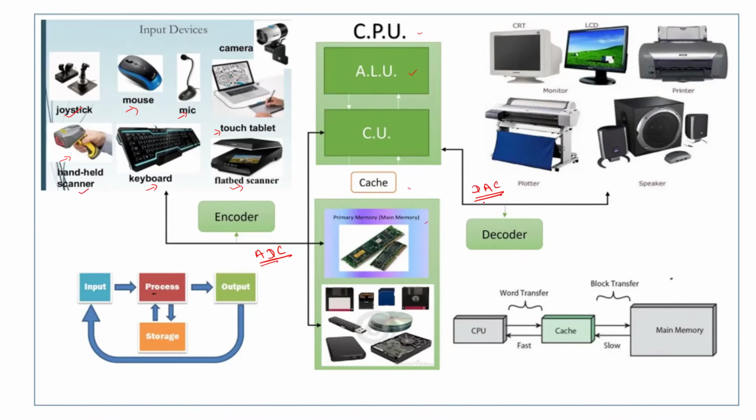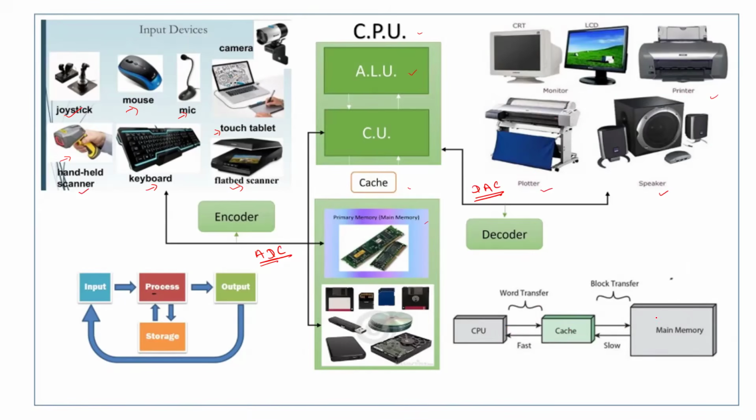And finally, when we have to get the output, it is the system functioning that is going to give us a digital to analog converter. So here we have plotters, speakers, printers, monitors, and different types of monitors. Okay, and transfer of information takes place between the CPU and the cache.